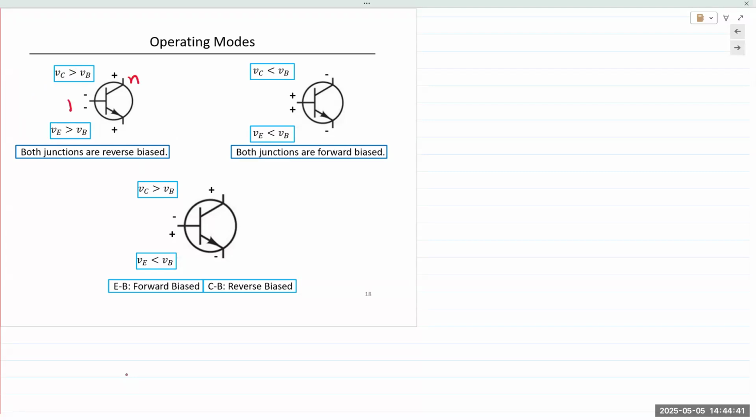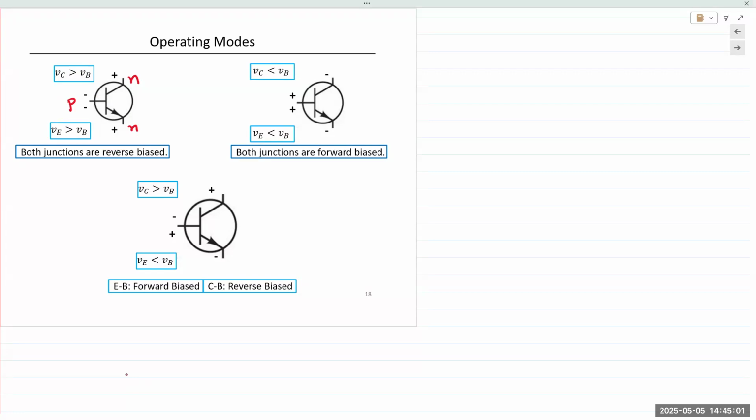This is an NPN transistor. It's two back-to-back PN junctions. So if you forward bias a PN junction, the junction is on. If you reverse bias the junction, it is off.